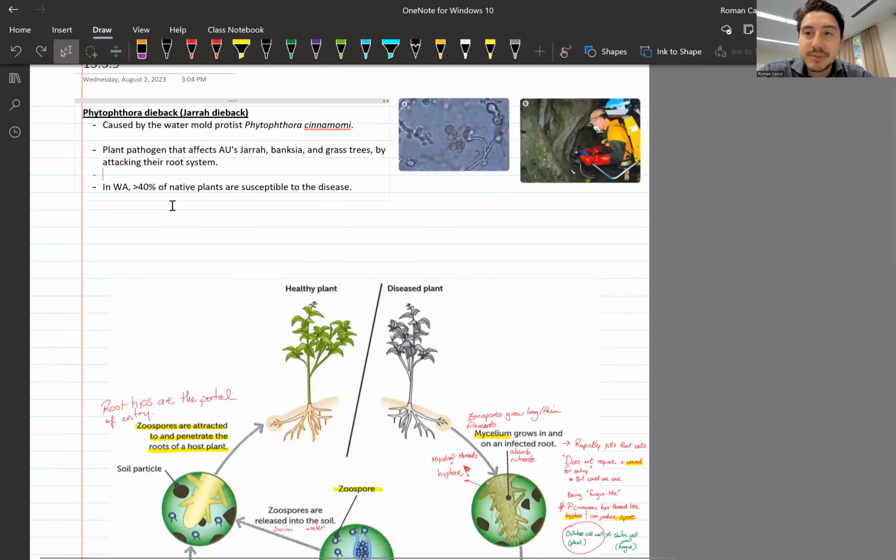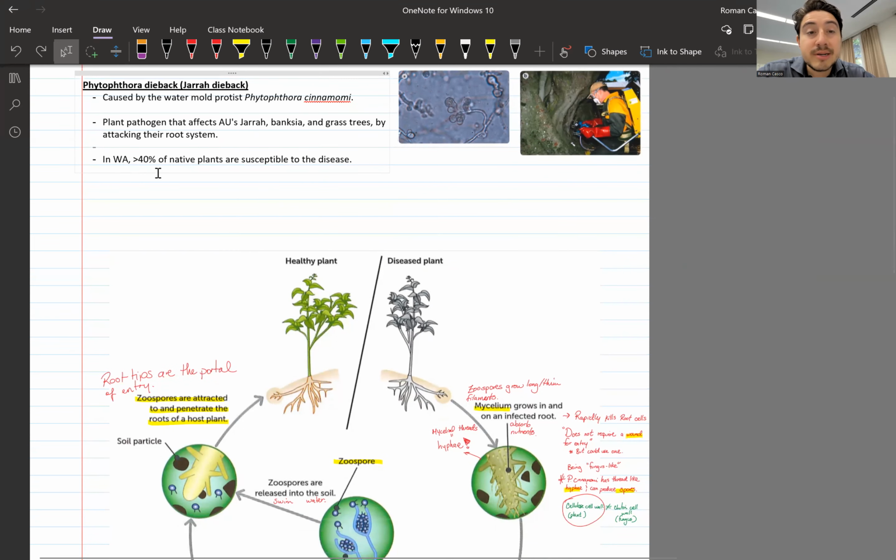So this is a plant-specific pathogen that affects some major species of plants in Australia, the Jarrah, Banksia, if you remember Banksia from Unit 1, and grass trees. Essentially it infects their root system. In Western Australia, more than 40% of native plants are actually susceptible to the disease. So it's a very concerning disease.